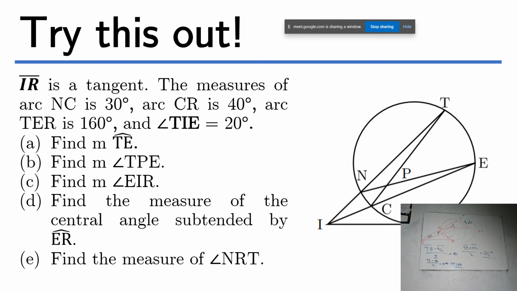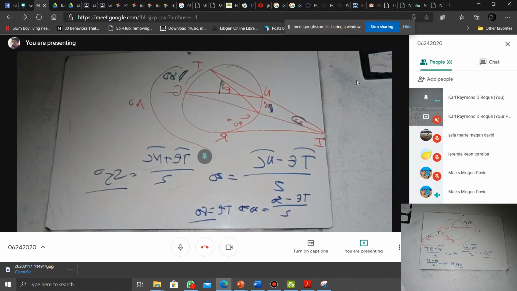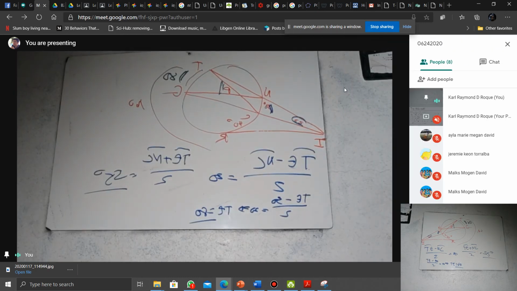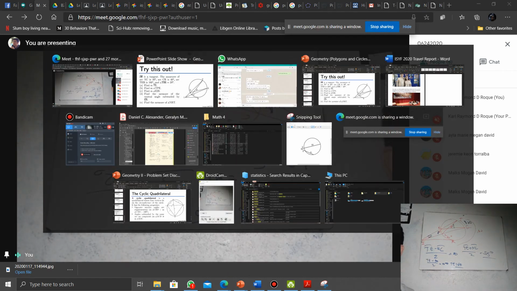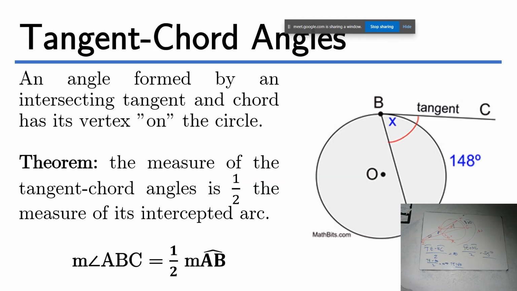Do you get it, guys? Yes or no? Quick. Not yet? Sir, which particular theorem is that? Okay, let me discuss our theorems again. I'll list them on the board.